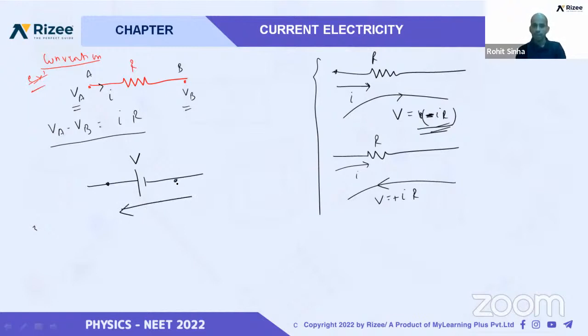So suppose we are moving in this direction. What is happening? Potential is increasing from negative, low potential to high potential. So when we are moving from low potential to high potential, we will take it as positive V. And if we are moving in this direction, then we are moving from high potential to low potential, and then we will take it as minus V.